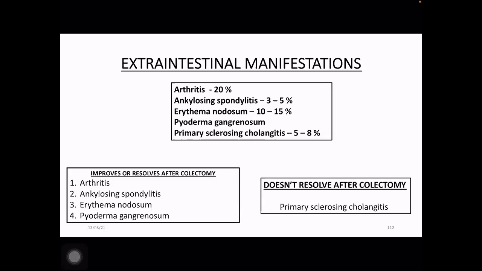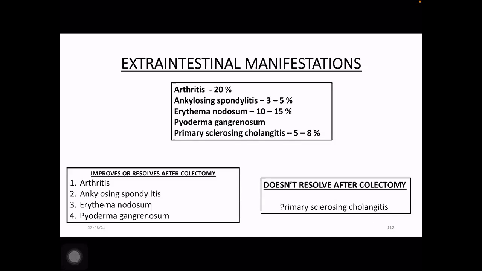Remember, arthritis, ankylosing spondylitis, erythema nodosum, pyoderma gangrenosum: both the joint and skin conditions improve after colectomy. But primary sclerosing cholangitis doesn't resolve after colectomy. I'm telling you again, even if you do colectomy, primary sclerosing cholangitis is not going to improve. The patient might end up in the future needing liver transplantation.